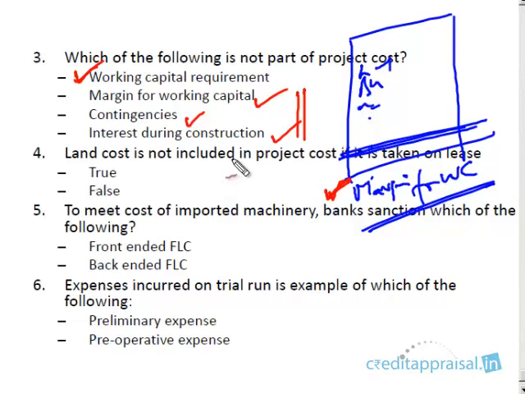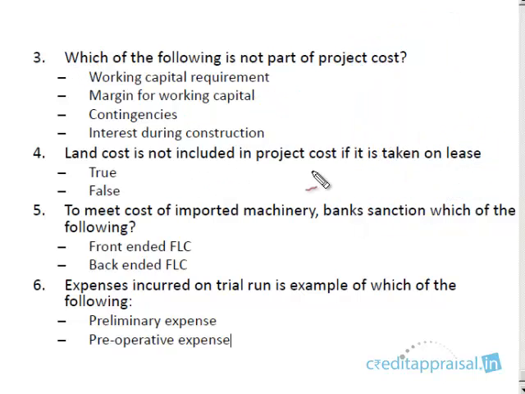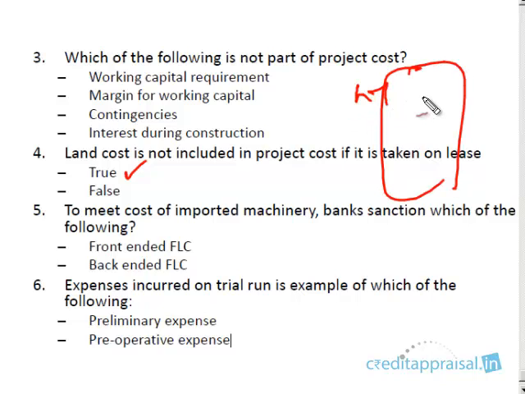Okay, next question is, land cost is not included in project cost if it is taken on lease, whether it's true or false. Usually it is true. If land is purchased, we'll include it in the project cost, and the item of land will show, say, 5 crores as the cost of land, if it is purchased. If it is not purchased, usually we treat it as nil. So usually the answer is true, but land cost can be included.